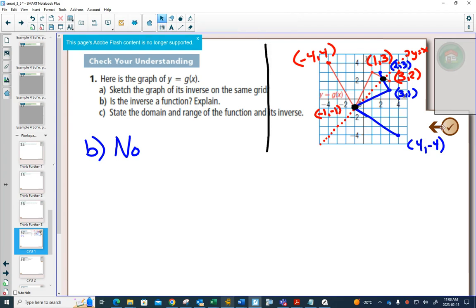In previous years, you were able to check if something was a function with the vertical line test. The way the vertical line test works is if you move the vertical line across, and that vertical line ever hits the graph in more than one place. Right now, can you see the black line hits the blue graph in 2 places? If it hits it in more than one place, it is not a function.